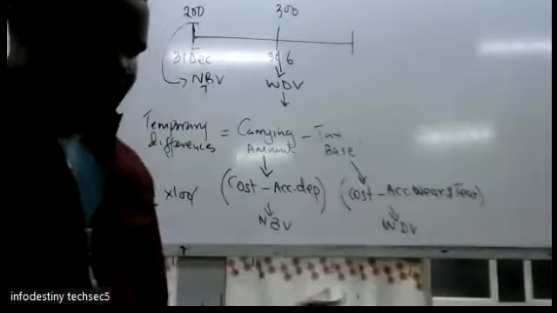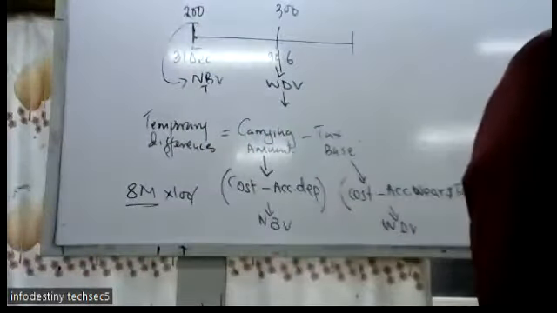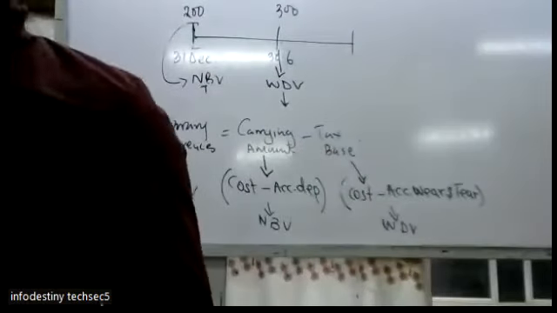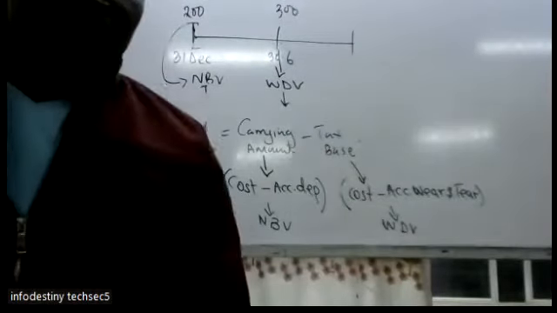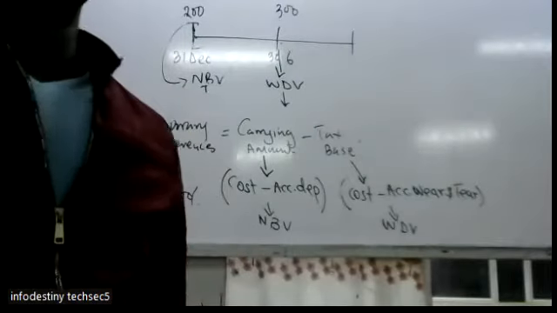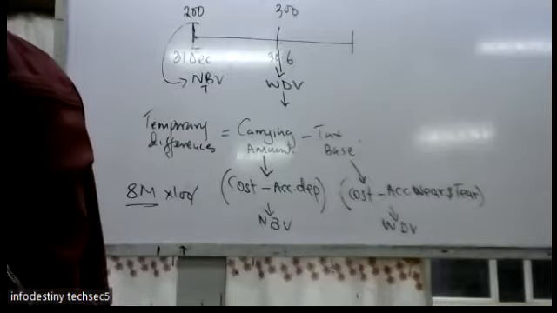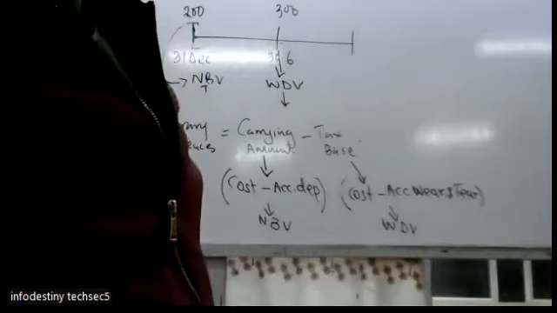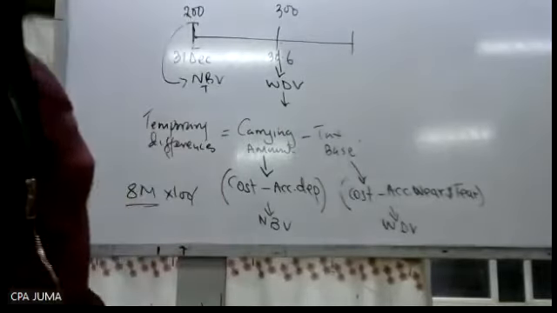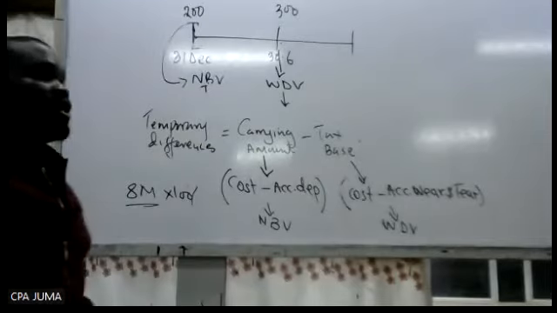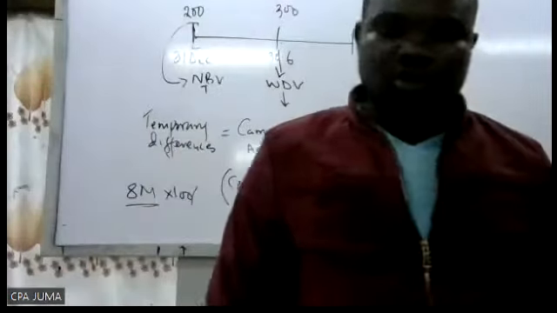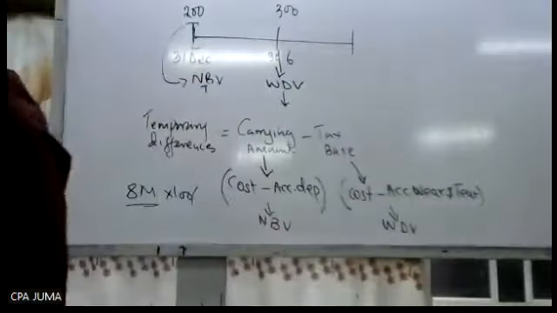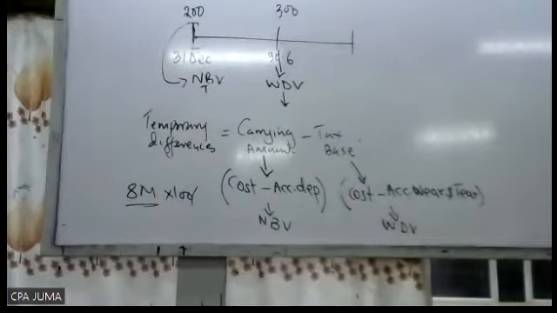Types of temporary differences. We do have 2 types of temporary differences. Number 1, taxable temporary differences. And 2, deductible temporary differences.